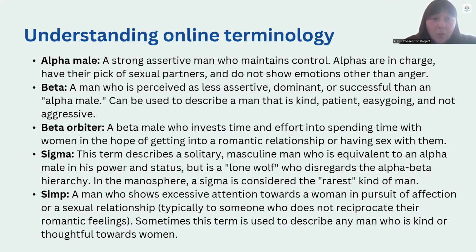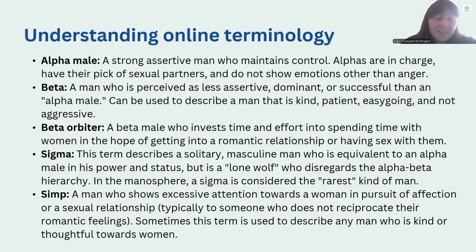So now we're going to do a little whistle stop tour of some of the incel and online manosphere terms and terminology and words that they use. So an alpha male, as we spoke about previously, is a strong, assertive man who maintains control. Alphas are in charge, they have their pick of sexual partners, and they do not show emotions other than anger.